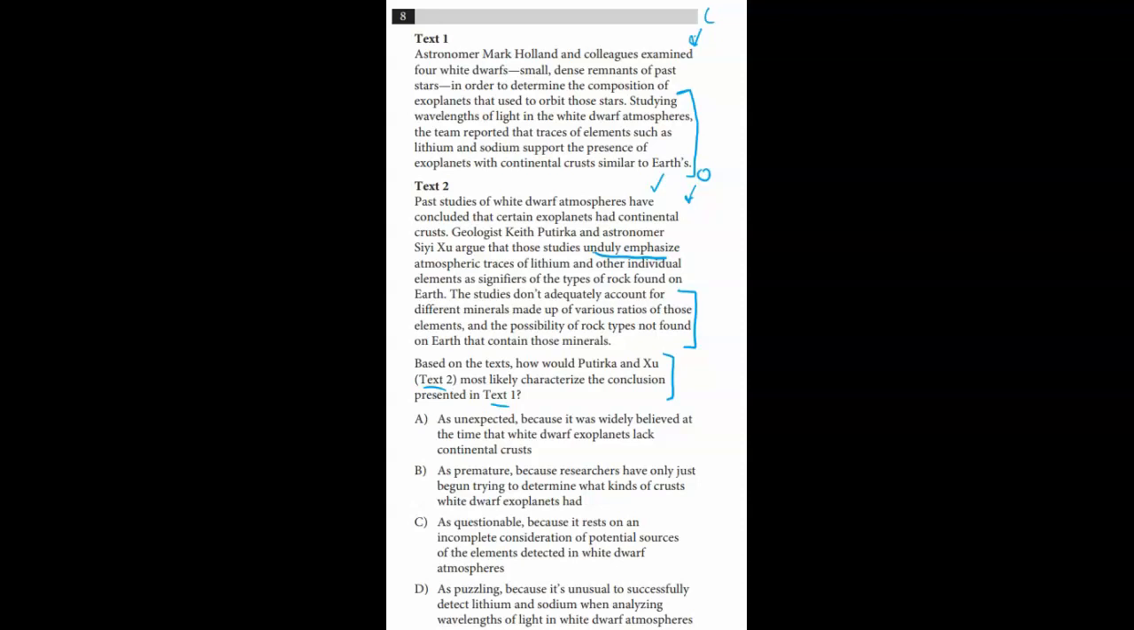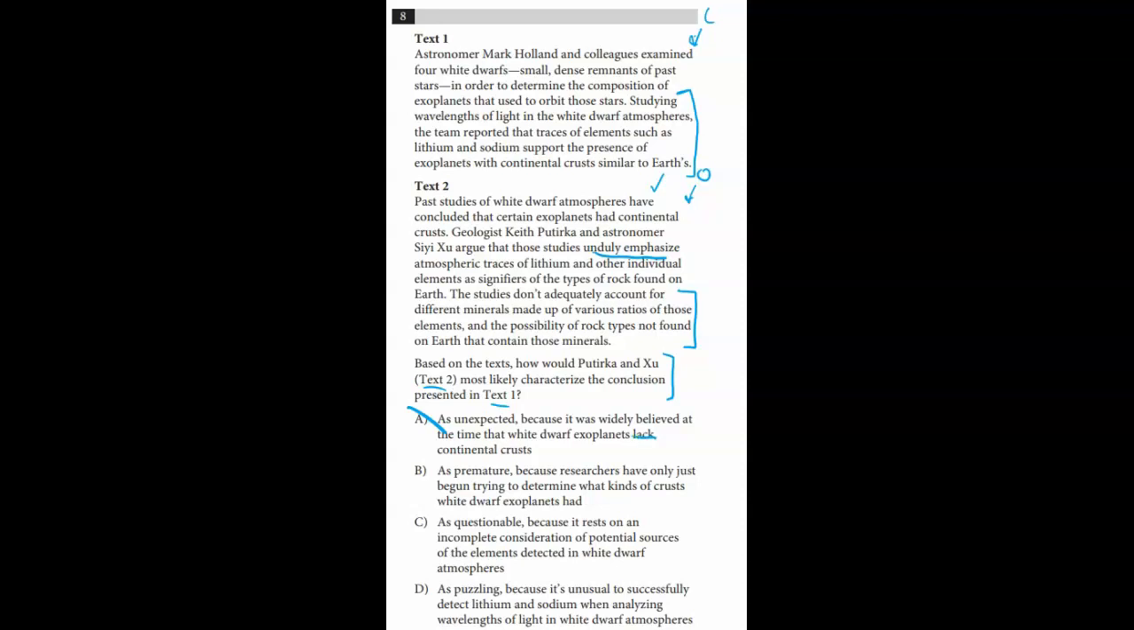A, as unexpected because it was widely believed at the time that the white dwarf exoplanets lacked continental crust. I don't think that's it. Because past studies of white dwarf atmospheres have concluded that certain exoplanets have continental crusts. Yeah.